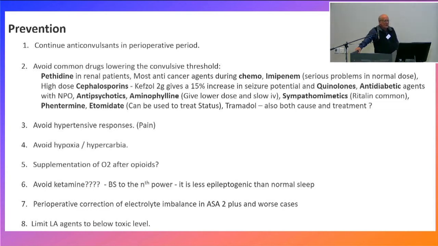Then for quite a while there was a story that you should avoid ketamine. Well, that's BS to the nth power. It's less epileptogenic than normal sleep. Perioperative correction of electrolyte imbalances makes sense, but then most of our cases are ASA 1 and 2, but for the cases that we do in hospital for the ASA 3s and worse, obviously that makes sense. And then local anesthetic agents, we should be very careful.